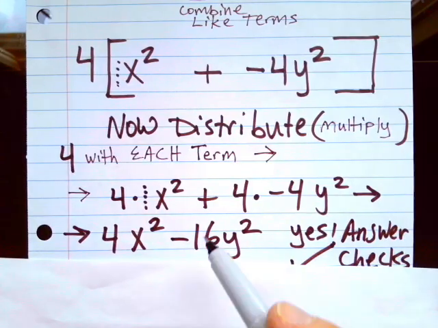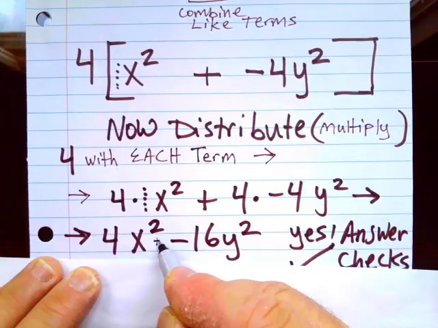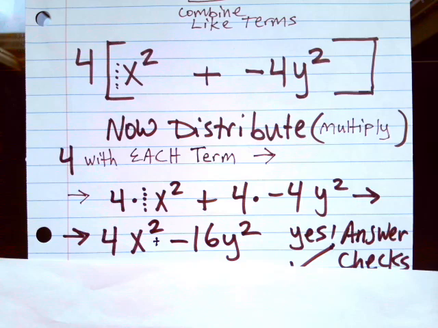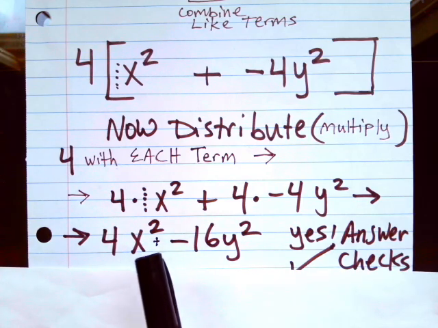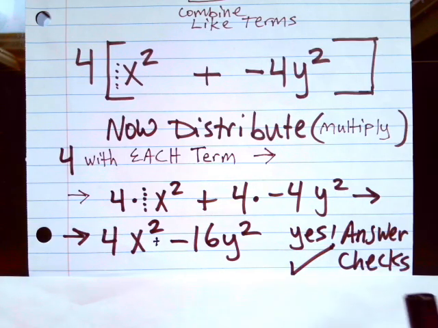Now, I can bring that plus sign down here, and I can add that plus sign between two terms. It's not going to change a single thing. Did I end up with that same problem I started with, 4x squared plus a negative 16y squared? Yes, I did. So this answer absolutely checks, and I factored correctly.